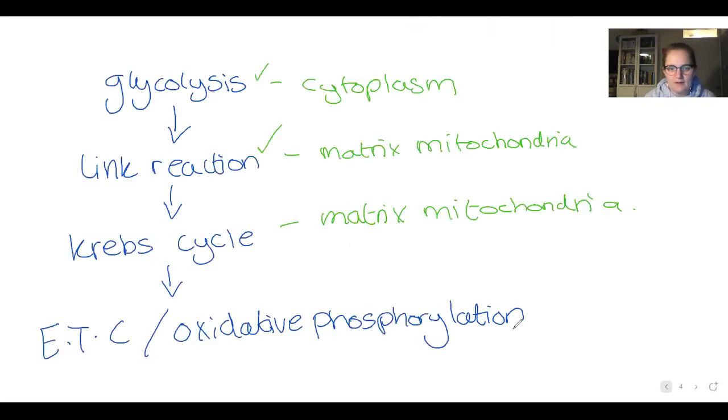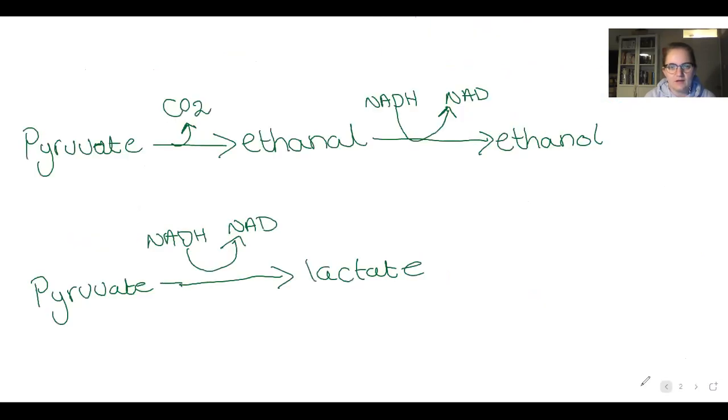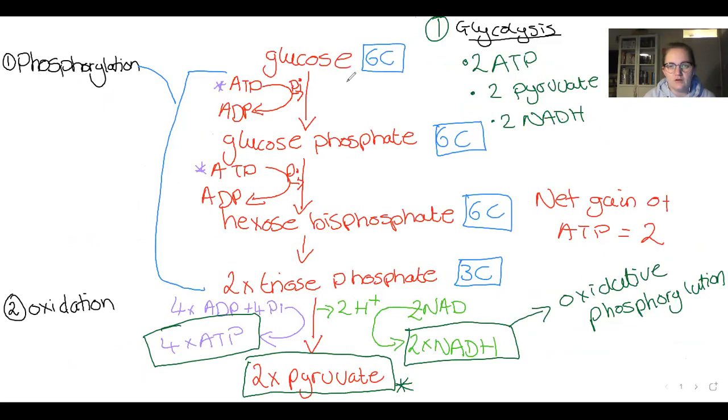So I'm going to talk it through with you. First thing that happens is, let's go back and look at what we made here. So link reaction, actually let's go back to the beginning. Glycolysis. Start off with glucose. Glucose is phosphorylated to different molecules until we eventually get to triose phosphate, where it's oxidized and it becomes pyruvate.